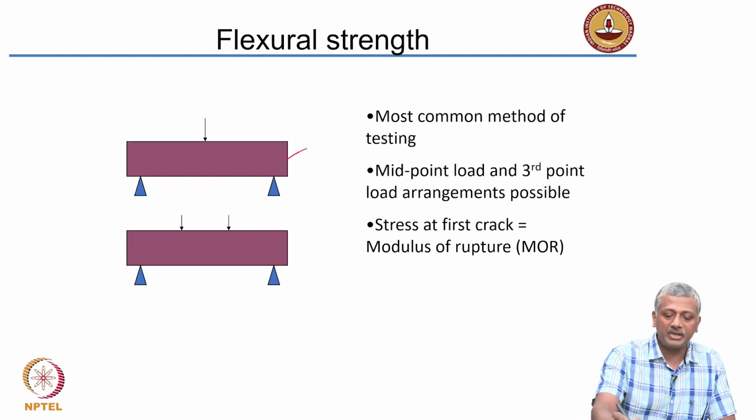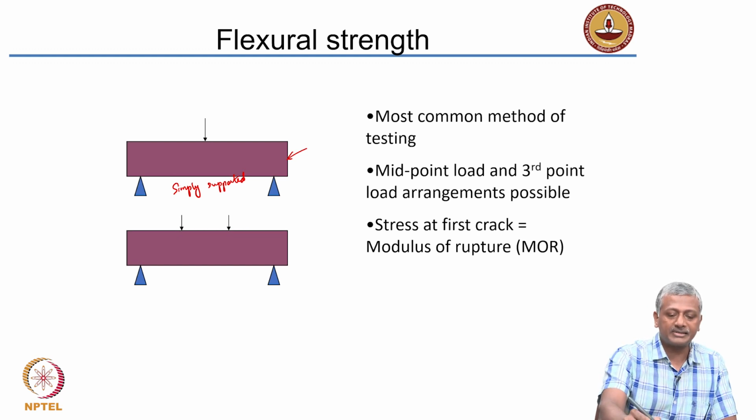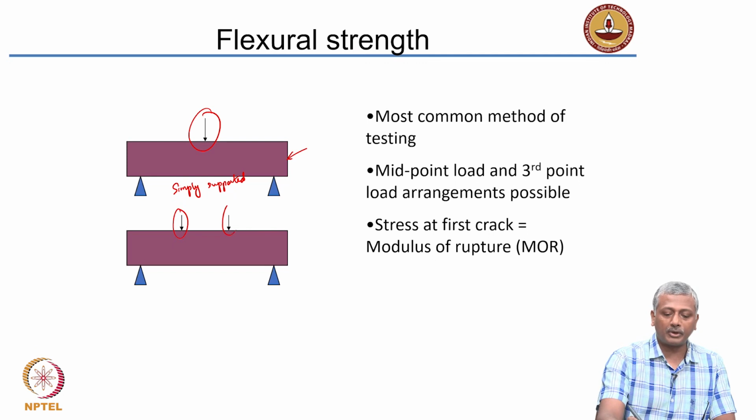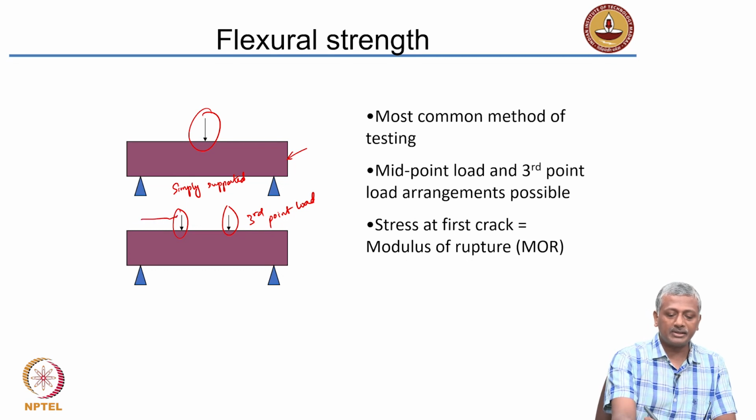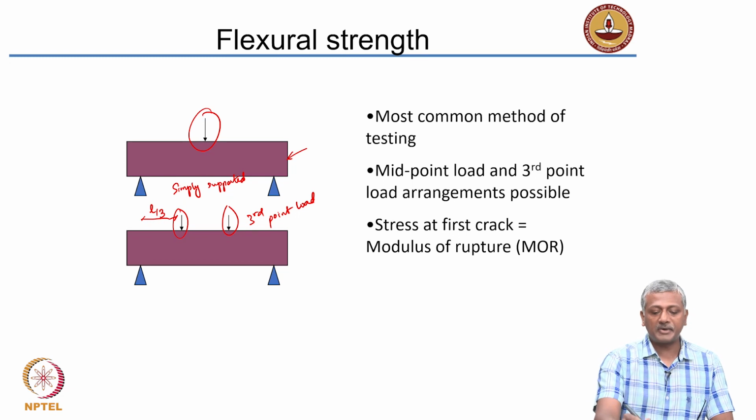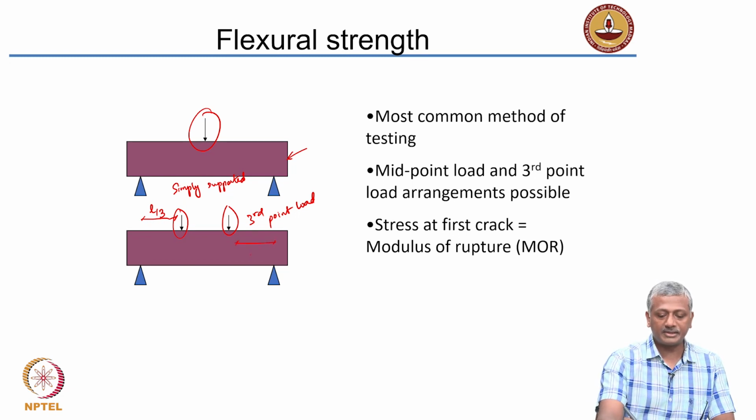We have this beam which is simply supported, and we either apply a central load, that means midpoint load, or we apply what is called a third point load. Why is it called third point load? Because the distance of the load from the corners is exactly 1/3 of the span. This distance is exactly 1/3 of the span. So, the distance in between the loads is also 1/3 of the span.